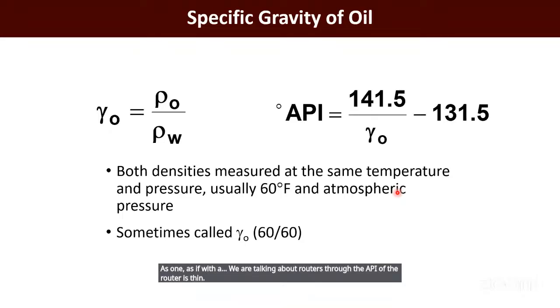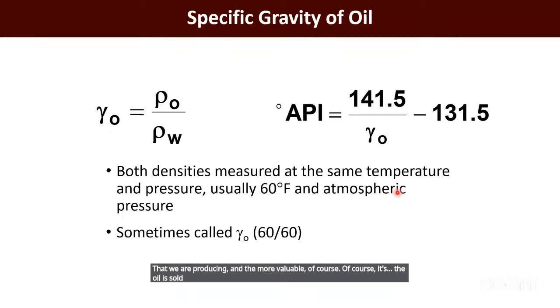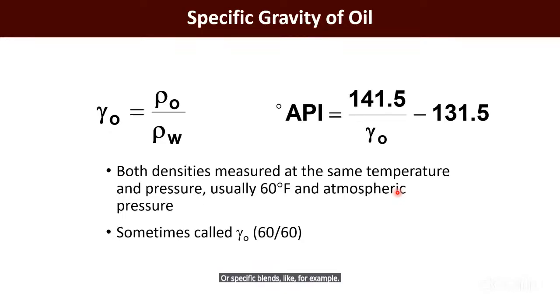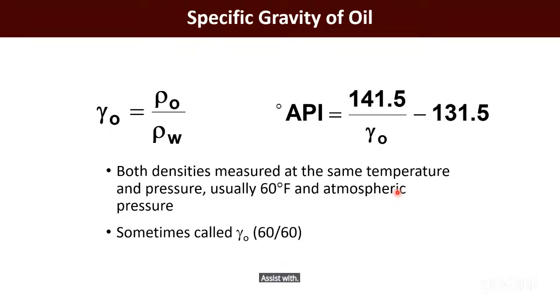Also, the higher the API, the more expensive and valuable the crude oil that we are producing is, of course. The oil is sold based on specific parameters or specific blends, for example, Brent, West Texas, or so. It has specific parameters in terms of API and composition. And based on these two parameters, the crude oil can be evaluated or assessed with a price.